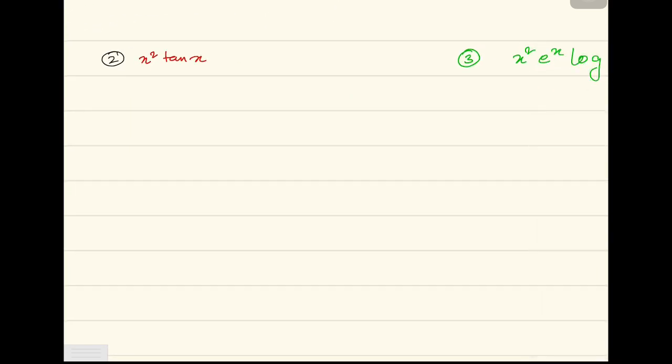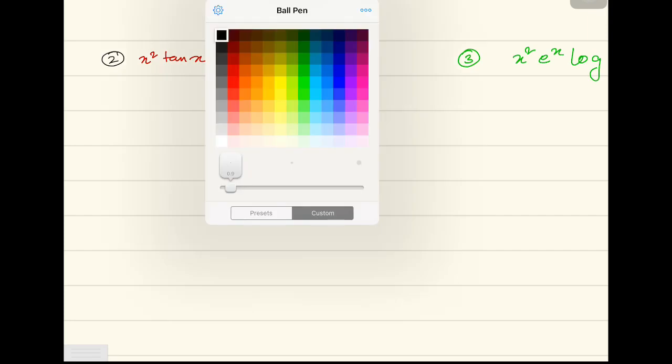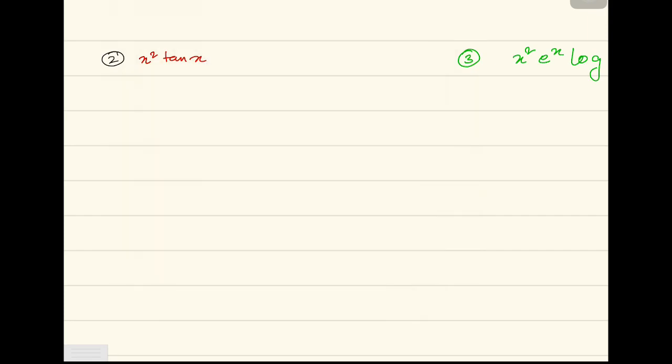The second one here is x square tan x. Let me do it with red color itself. So you have to differentiate x square tan x. Maybe sometimes the question might be given like this also: y equals x square tan x, find dy by dx. It is the same actually, even if it is given like this or simply x square tan x, it's not a problem. So how would you do it if you simply have x square tan x? I will say d/dx of x square tan x. I'll apply the differentiating operator.